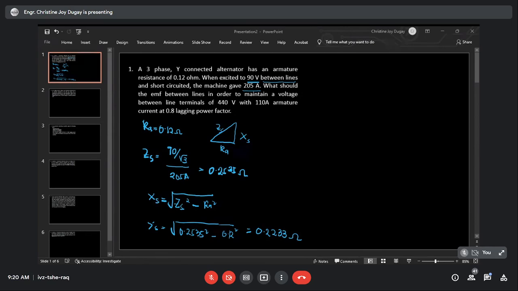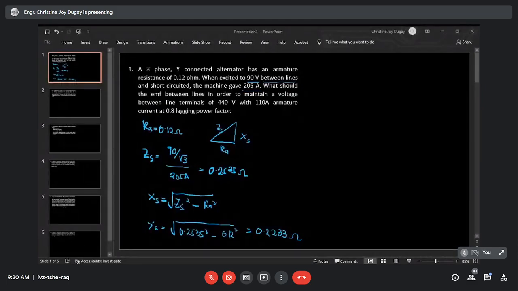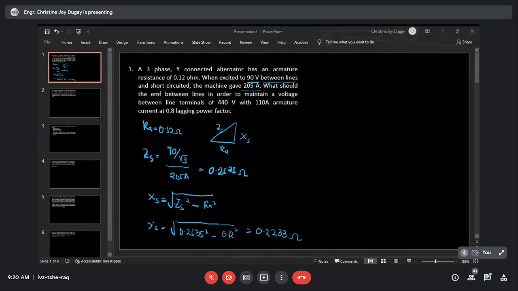Okay, so natapos na po ba? Na-solve? Ano pong sagot? 0.2233 po ba? Yes, ma'am. Okay, so let's continue. Meron na tayong value ni XS, no? So the only thing here is we need the value of XS in order to us to know what will be the value, which is sa angle, no? Angle po ang kailangan natin dyan.